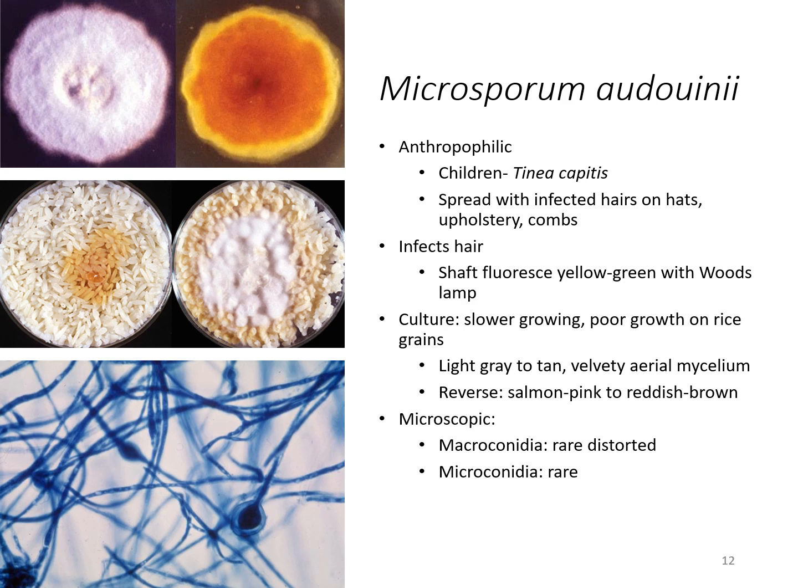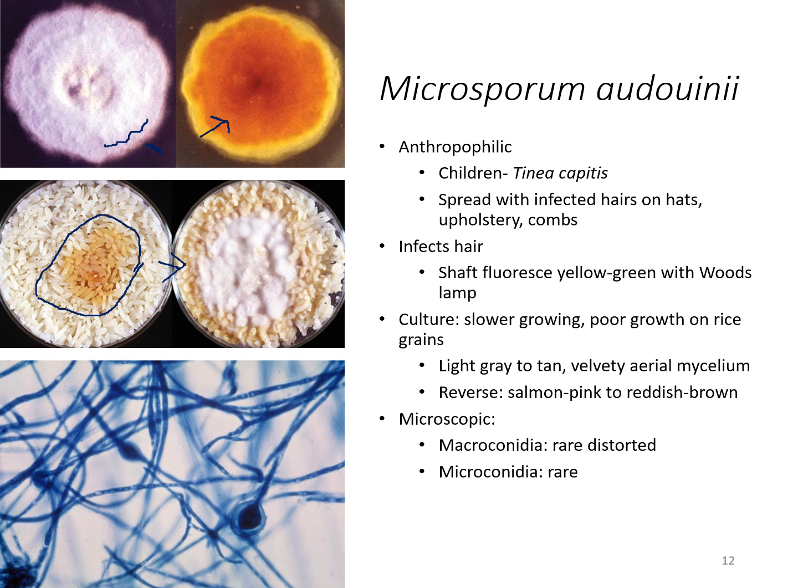The culture is slow growing with very poor growth on rice grains. If you look at the image here in the center, you can see the Microsporum audouinii growing here. It just leaves this brownish color. It doesn't actually grow like this other Microsporum species here. The culture itself can be light gray to tan, very velvety, and you can see how it's got that little fluffy look to it. The reverse side is a salmon pink to reddish brown, so you can see that reddish brown appearance here.